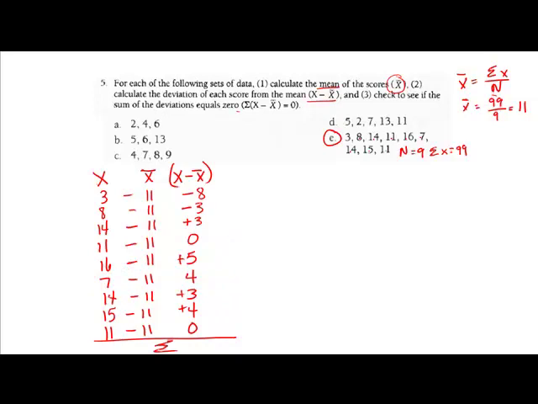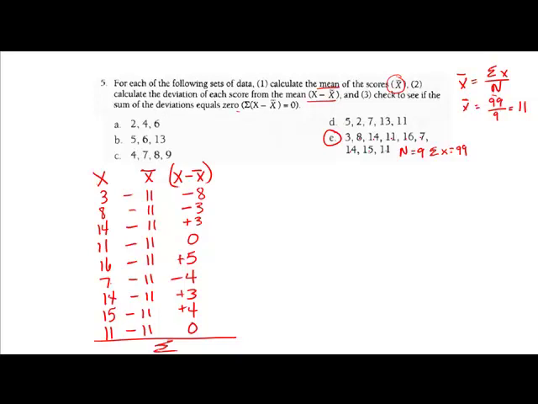3 minus 11, yep, that's a negative. 8 minus 11, that's a negative. 14 minus 11, that should stay positive. 0. Let's see, 16 minus 11 is plus 5. Yep. 7 minus 11 is a negative 4. 14 minus 11 is a positive 3, positive 4.